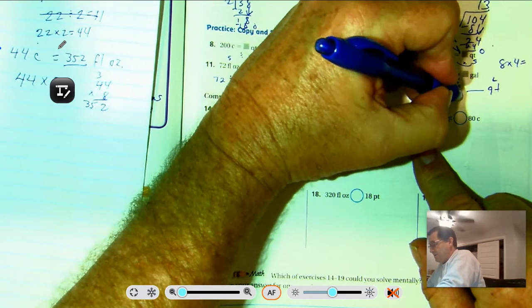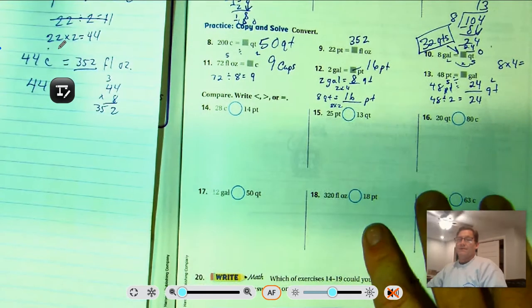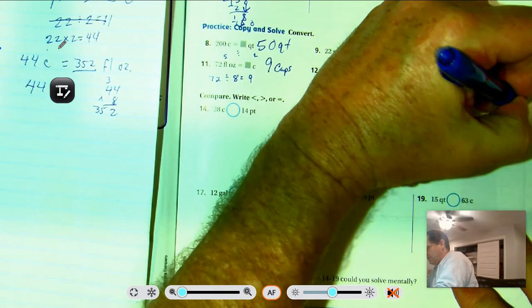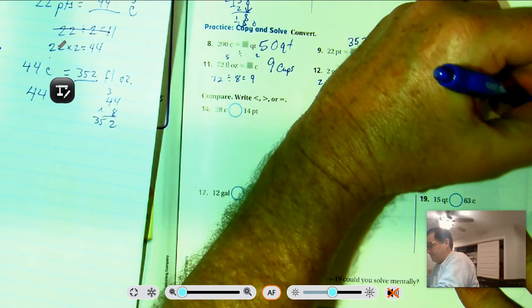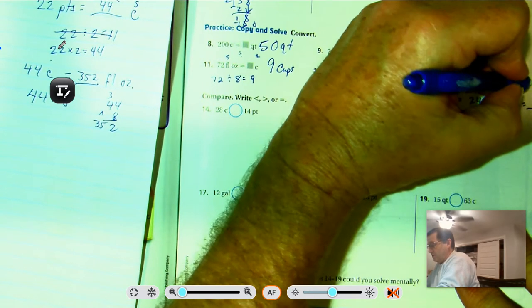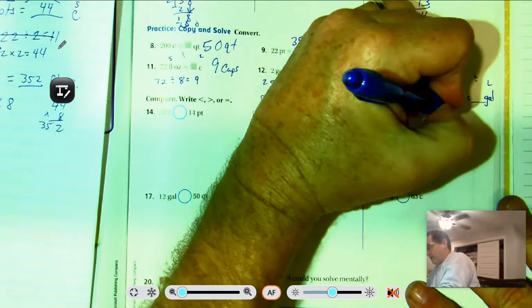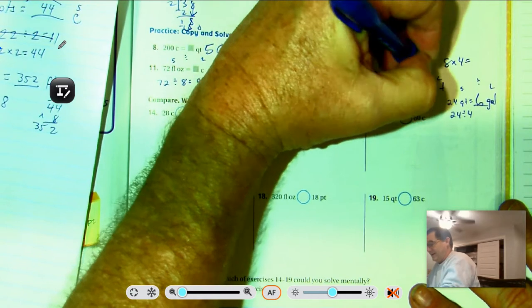48 divided by 2. That's 24. Okay, half of 48 is 24. Now 24 quarts is how many gallons? We're going from smaller to larger, so again, we're going to divide. We're going to divide by 4 because there's 4 quarts in every gallon. So we're left with 6 gallons.